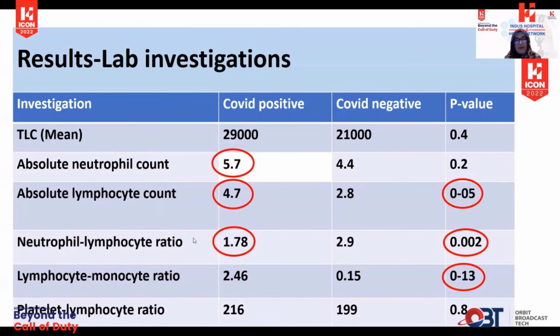This was also seen in the ratios. We have to be cognizant of the fact that the neutrophil lymphocyte ratio or LMR or PLR ratio are all derived from the absolute values.